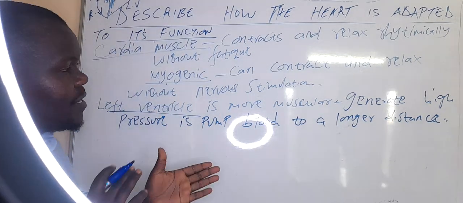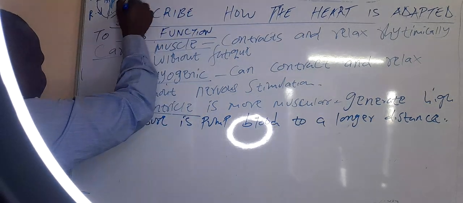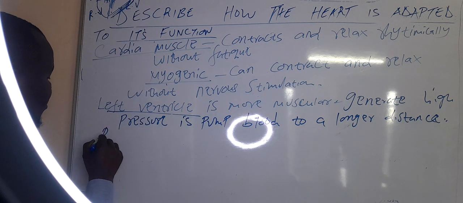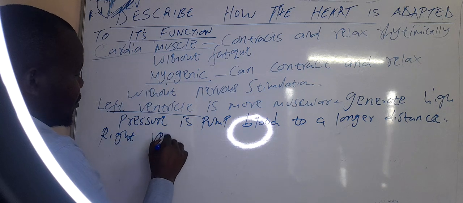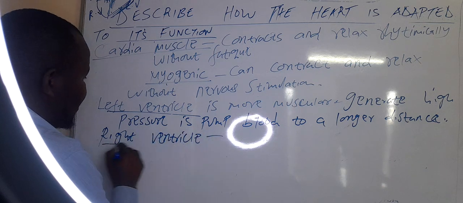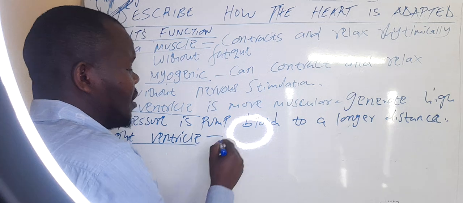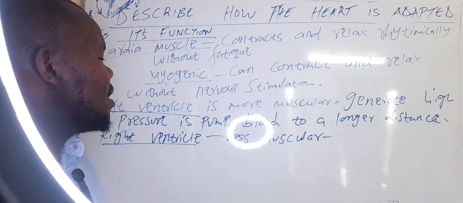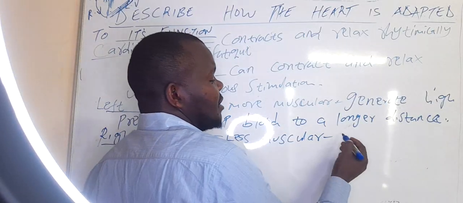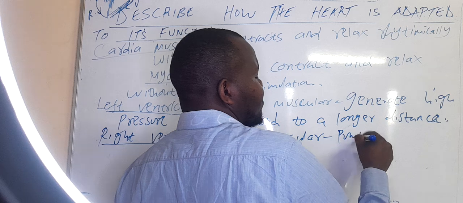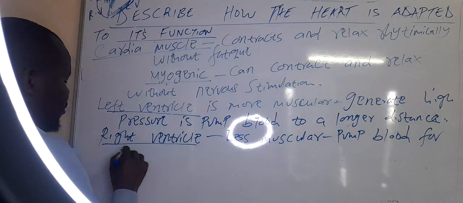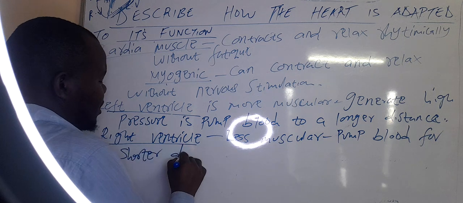So this section of the ventricles, the lining here of the ventricles, has to be more muscular as compared to the right ventricle. So we go to the right ventricle. And to this, the right ventricle, what happens here? The right ventricle is less muscular. I'm not saying it's not muscular, I'm saying it's less what? Muscular. And what's the main reason for it being less muscular? It will just pump blood for a shorter distance. For a what? Shorter distance.